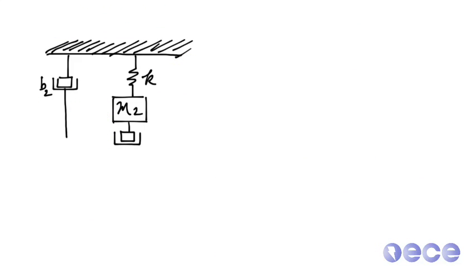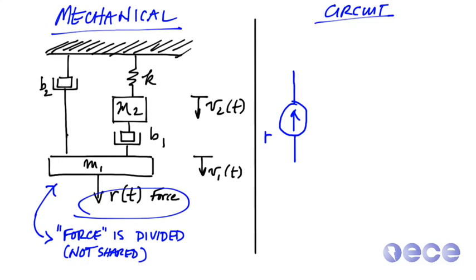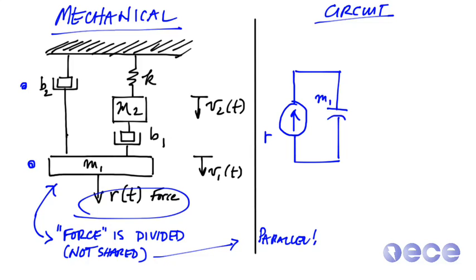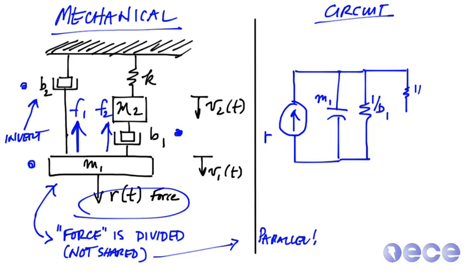So this value is supposed to be B1 here. So now, this force is divided and not shared. So we divide this between the dashpots B1 and B2. So to divide current, we do things in parallel. So we divide R by the capacitance M1, and we invert B2 to show that we divide the force through the resistor. And these forces F1 and F2 will map directly to the flow through resistor B1 and B2, or 1 over B1 and 1 over B2.